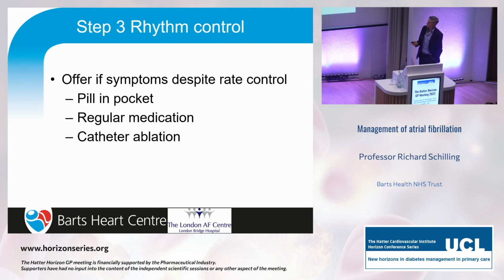For rhythm control, I offer it if they have symptoms despite good rate control. And pill in the pocket is where they just start a medication when they have the AF and stop it when the AF stops. It takes an hour for it to work, so it's only good for patients that have relatively infrequent AF that lasts more than an hour. If they have AF that's more frequent or irritating them, then regular medication or catheter ablation is the way forward.